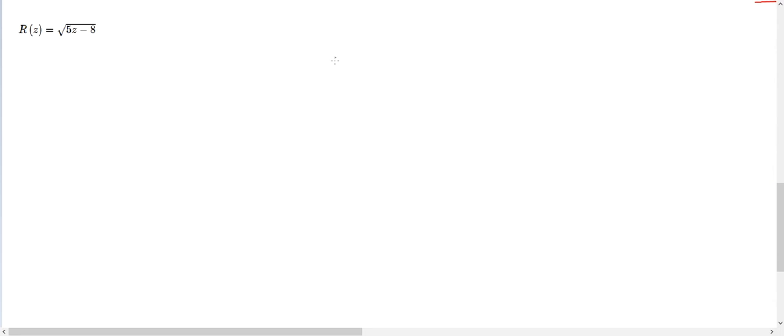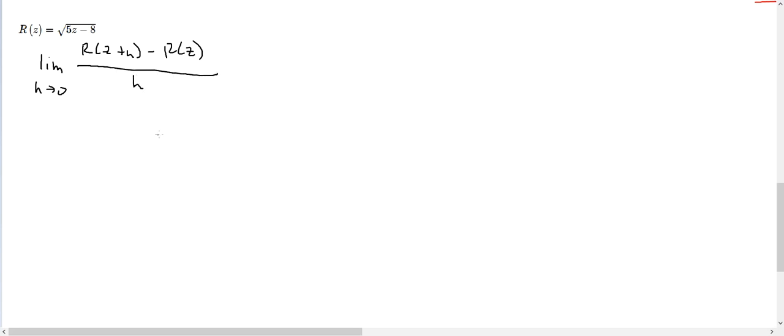Alright, so hopefully you gave this problem a try. So again, we're just going to start off with our limit definition. So we're going to have the limit as h approaches 0 of, in this case, r of (z plus h) minus r of z all over h.